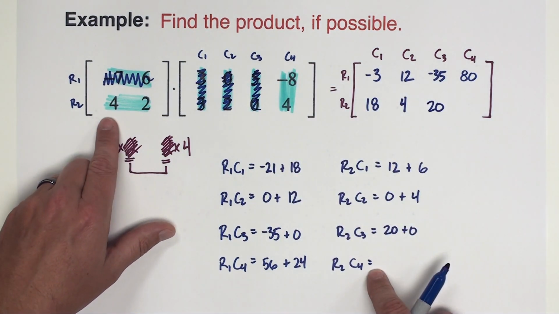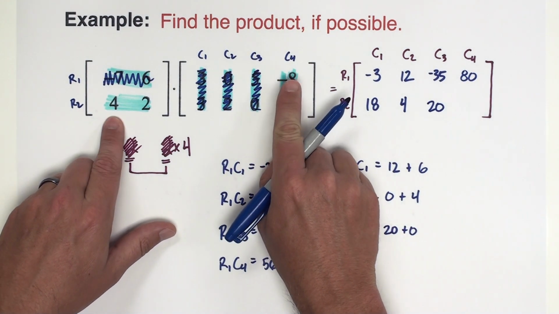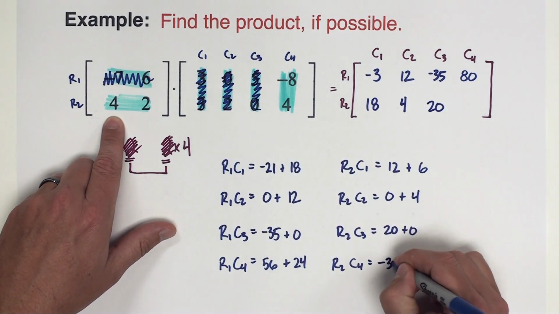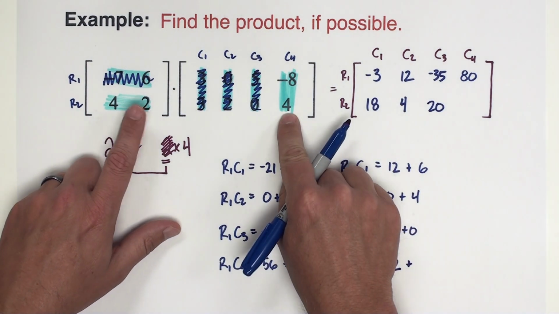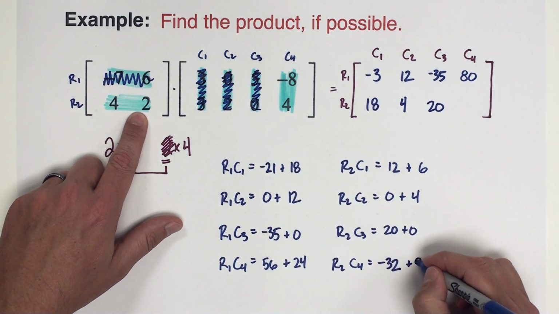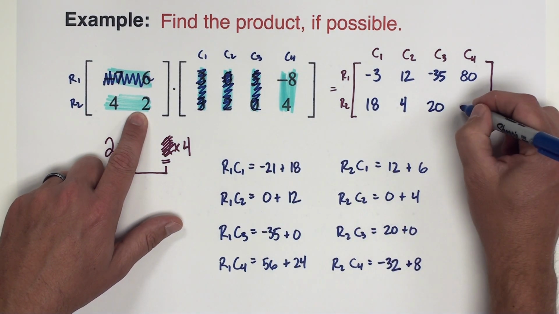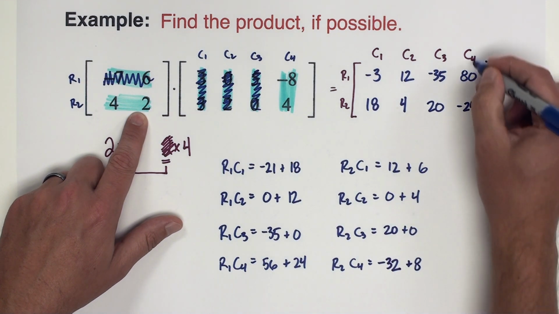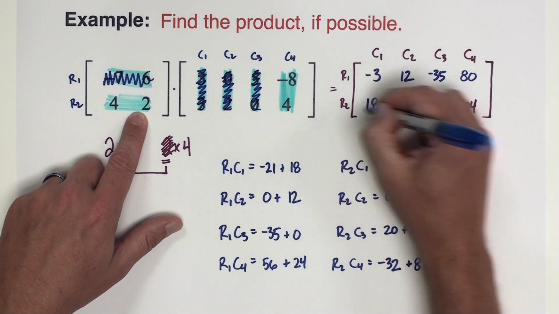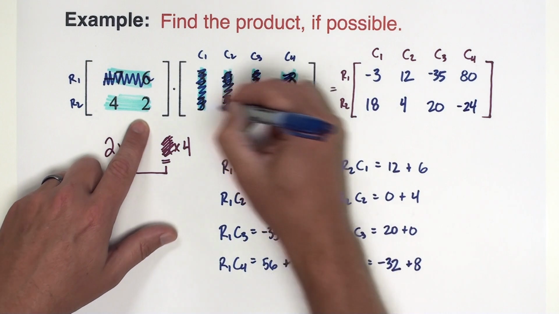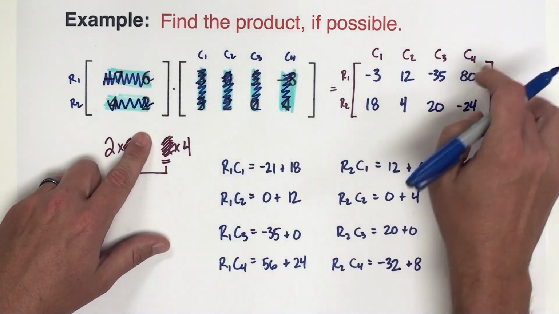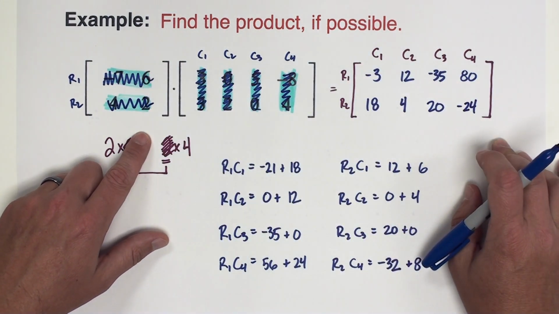And then we'll finish this with row 2, column 4. 4 and negative 8 are negative 32. And then 2 and 4 are 8. Those are going to add to be negative 24. Column 4 is done. Row 2 is done. Everything is scribbled out. We have got a finished product.